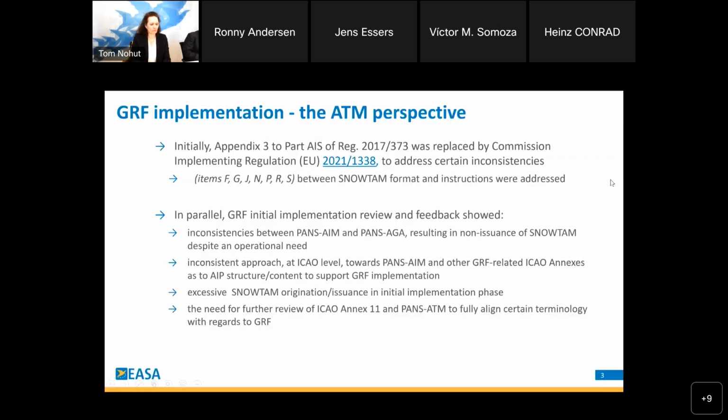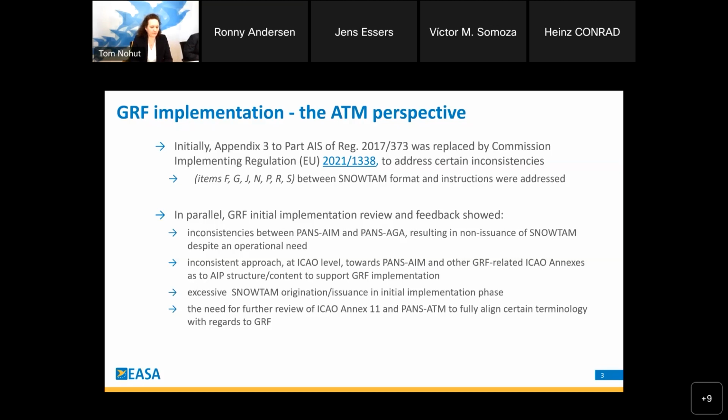So we have started with some regulatory development. As you know, we have the main regulatory framework, which is called 373/2017, and initially we tried to address the AIS aspect, particularly the SNOWTAM format and instructions. However, in parallel, we also realized there are other inconsistencies, basically between the PANS-AIM, PANS-Aerodromes, and the link with the SNOWTAM despite the operational need. Also, from the ICAO perspective, regarding PANS-AIM and GRF related ICAO annexes, the AIP structure and all these elements, we have tried to capture with this amendment.